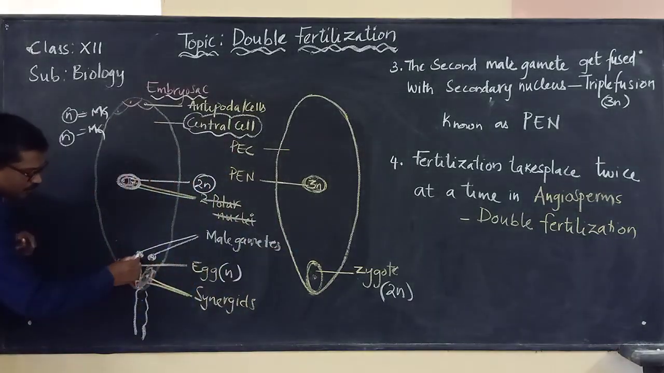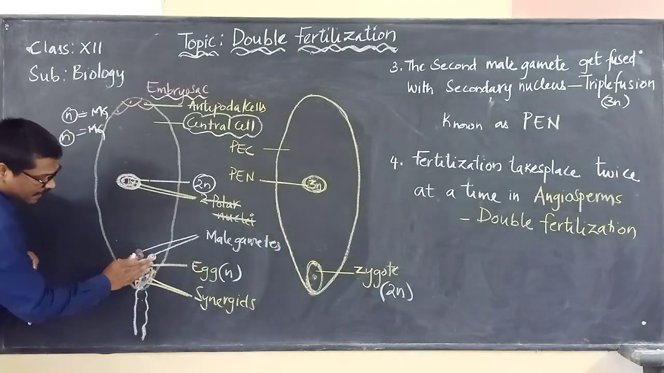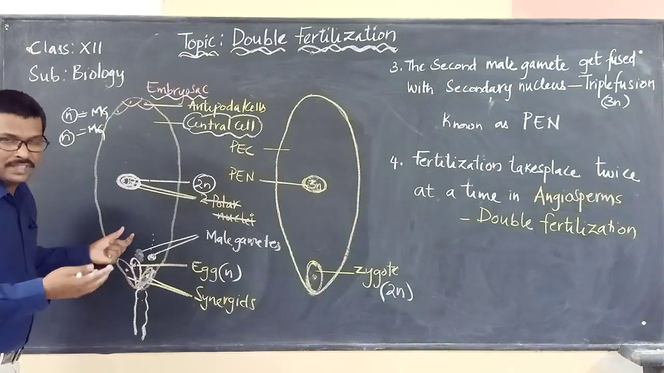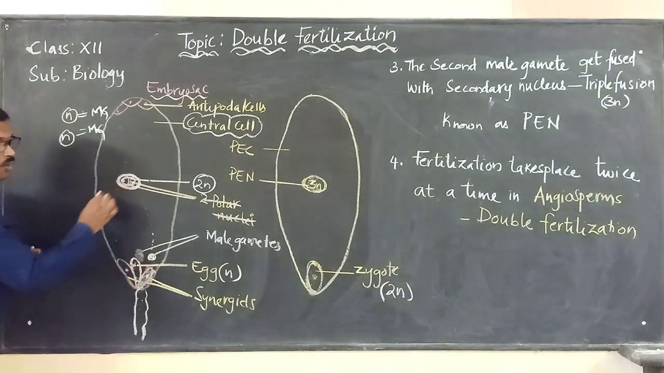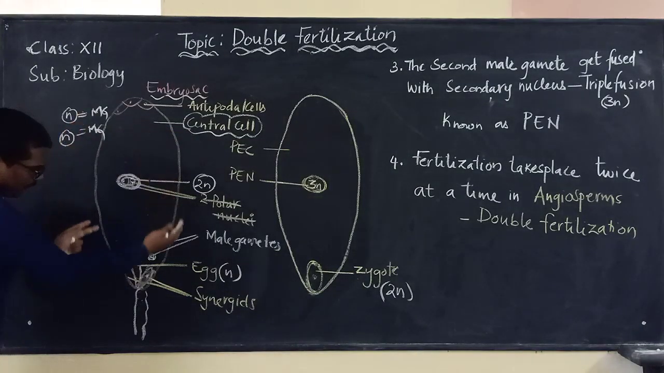Here one male gamete fused with the egg. The result is the zygote. Now the second male gamete, with amoeboid movement, slowly moves towards the center of the central cell.